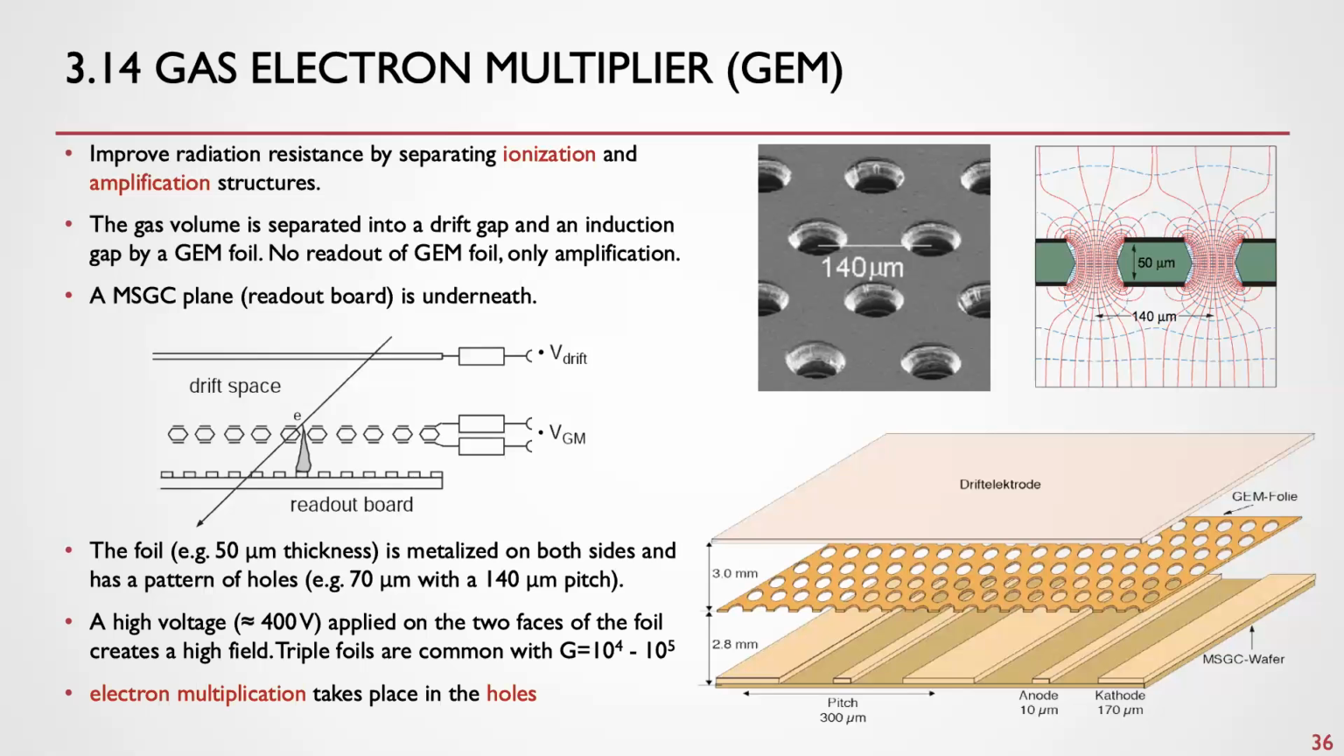usual thickness, because you also want mechanical stability. 400 volts can be applied, and this gives us an amplification of 10 to 100 maybe. Now 10 to 100 is not a lot. However, we can have several of these GEM foils on top of each other, and that's what's done. So practical detector applications have, for example, triple foils. And with triple foils, we are in the 10 to the 4, 10 to the 5 amplification regime.